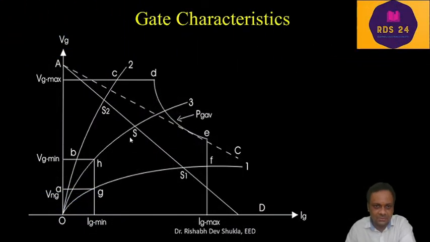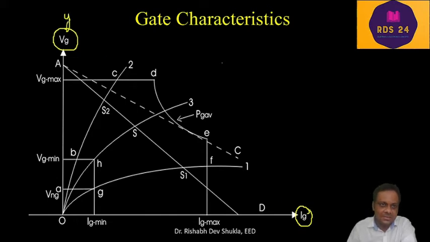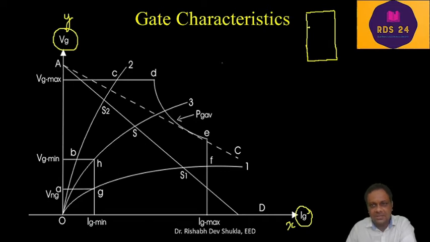Here is the gate characteristic, which is drawn between Vg and Ig, with Vg on the y-axis and Ig on the x-axis. As you know, when we draw the PN junction characteristics of our thyristor, it is somewhat similar to the gate characteristics.